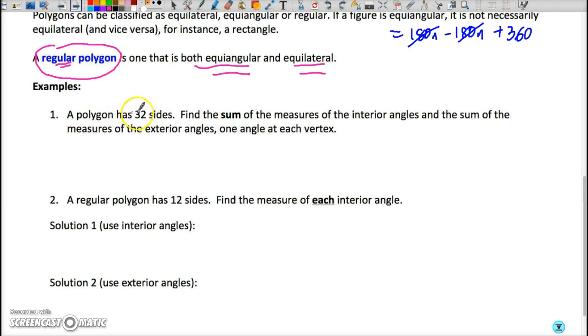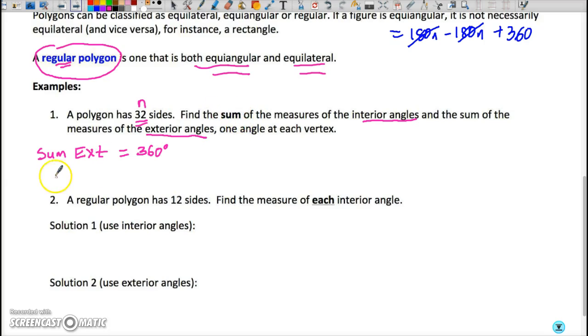So first example, a polygon has 32 sides, so that's the n value. We've been asked to find the sum of the measures of the interior angles and the sum of the measures of the exterior angles. So we can begin with the exterior. So the sum of the exterior is simply going to be 360 because that doesn't rely on the number of sides.